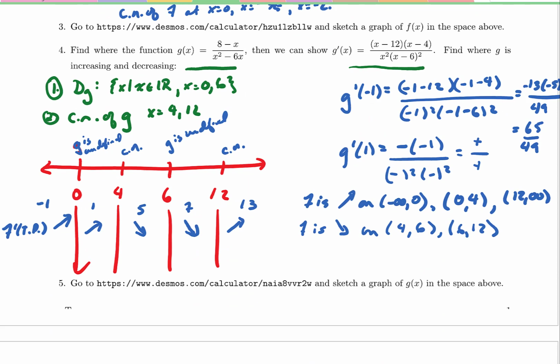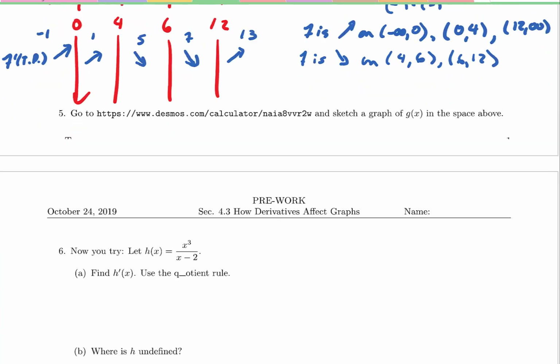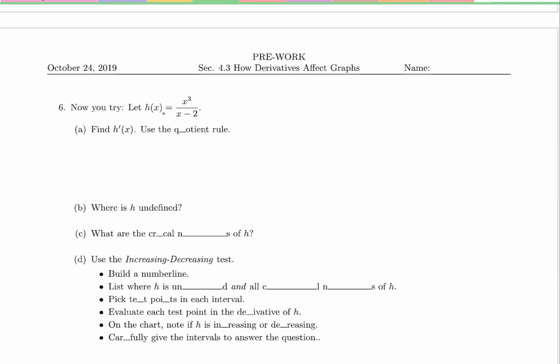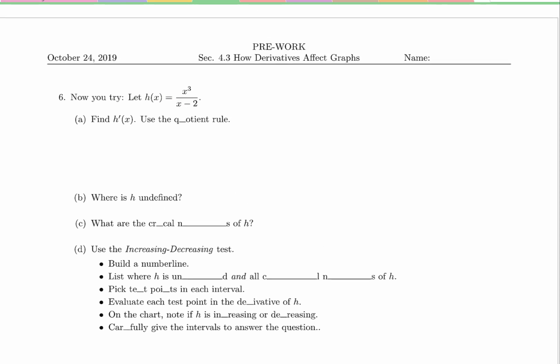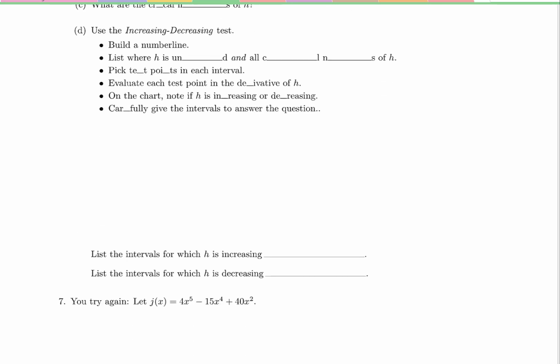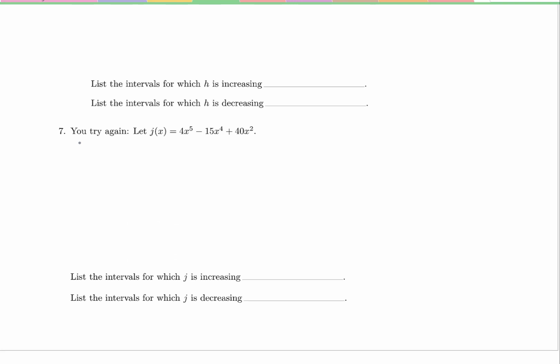Okay? So if you've got room, regardless, I'd like you to go to this website, sketch a graph of g of x. If you've got room to do it there, great. If not, just jot it down in a notebook. And I hope this example was helpful. Going forward, I'm going to have you repeat this procedure. You're going to do the whole thing now. You're going to find h's derivative, and you'll answer the question, where is h increasing, decreasing, for number 6. And I'll walk you through that, and then I'd like you to do the same thing again for number 7.